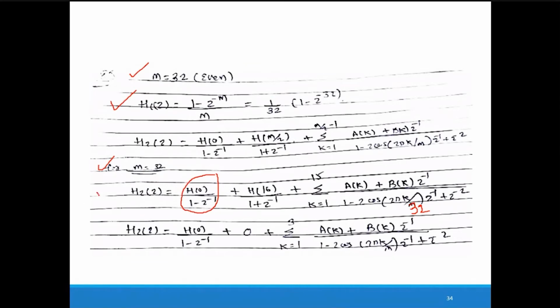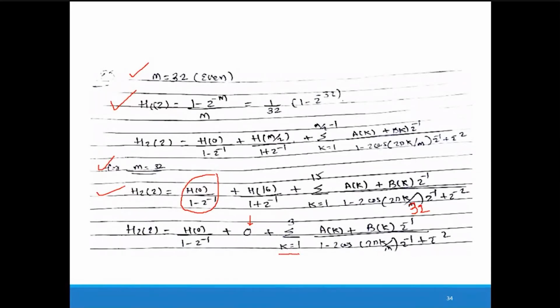If I simplify this further, the h0 parameter remains as it is, h0 divided by 1 minus z inverse. Here this is the h16 in our equation, that is a finite impulse response, and only the parameters up to h15 are given, for the values of k equal to 0 to 15 only. So this h16 parameter we can take as 0, because it does not exist in our given sequence x of n. So we can consider this as 0.